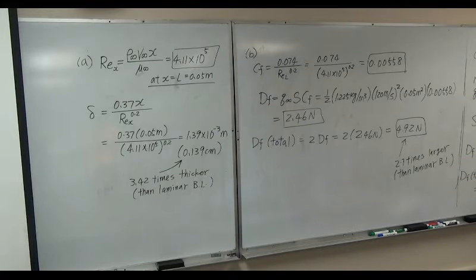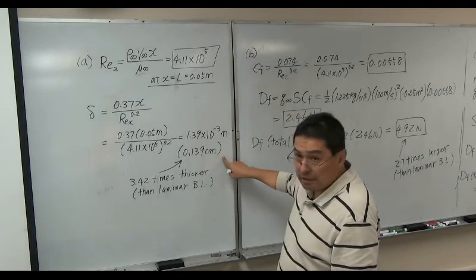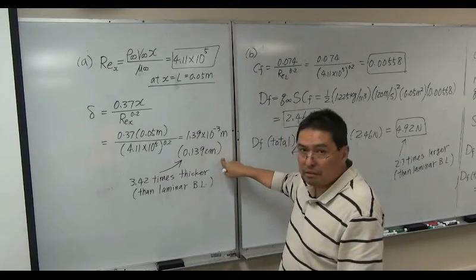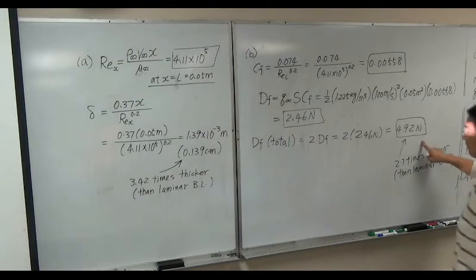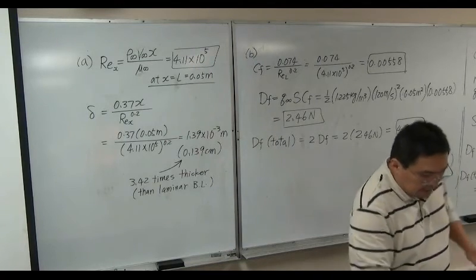Okay. So as a result, for the case of a turbulent boundary layer, the boundary layer thickness tends to be much thicker than laminar flow, and the skin friction coefficient is much larger than laminar flow. All right. So, next page.